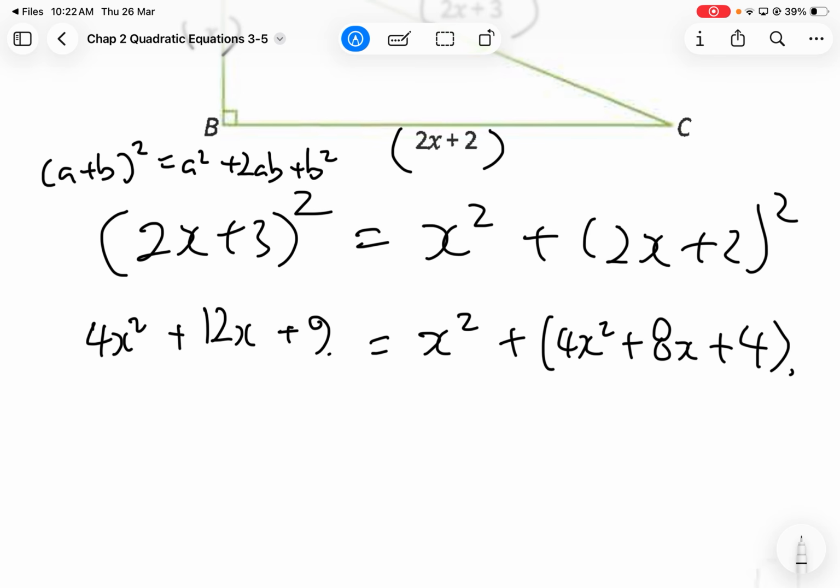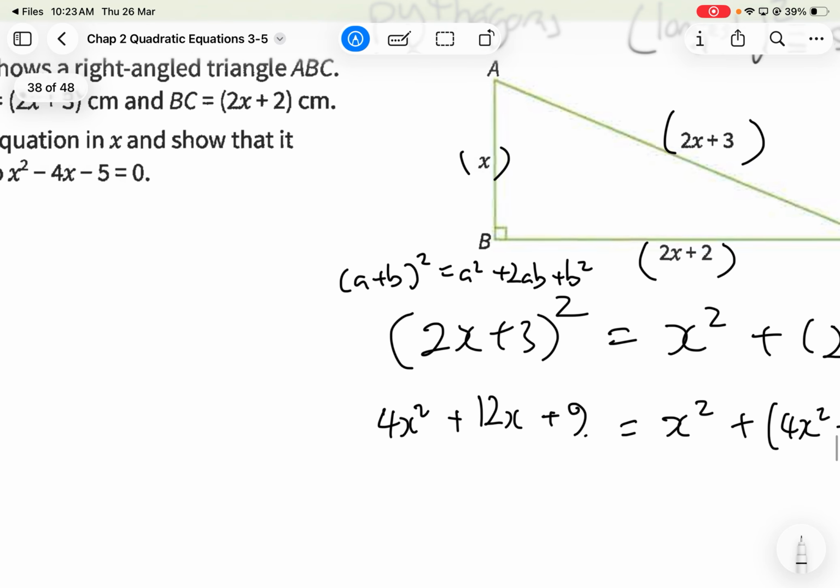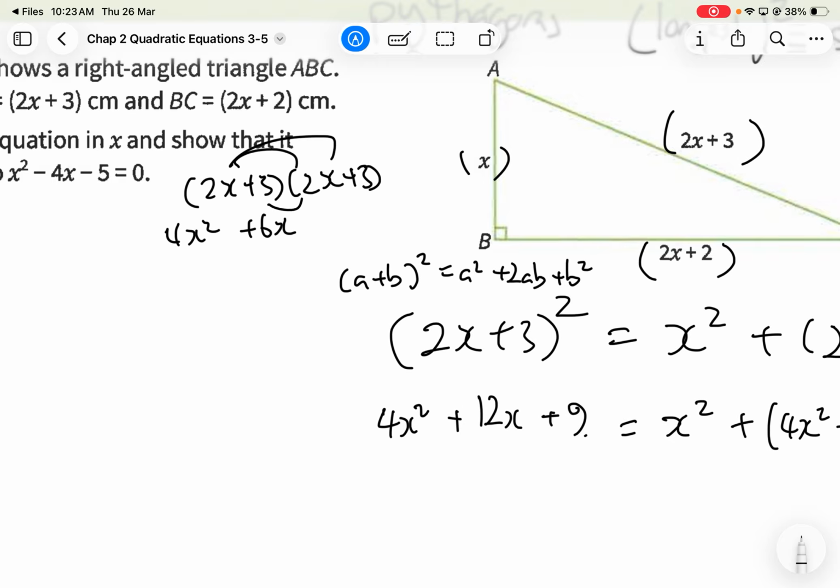But if you don't remember your identity, then you go back to what I said just now. 2x plus 3 multiply 2x plus 3, then 2x times 2x, 4x squared. 2x times 3, 6x. 3 times 2x, 6x. 3 times 3, 9. Then you simplify, it will become the same thing.